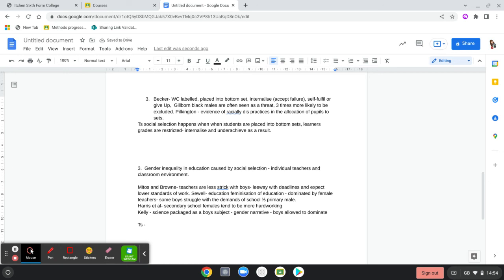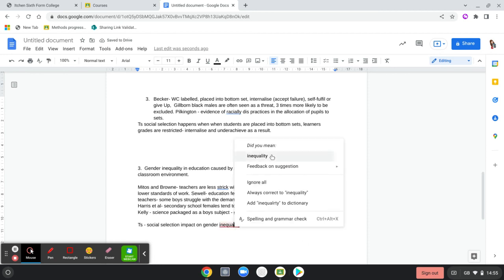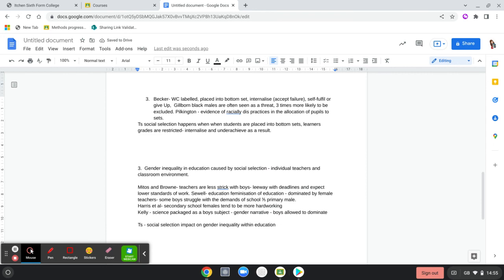So this shows that social selection has an impact on gender inequality within education. It shows that social selection is having an impact upon gender inequality in education, causing an environment that means not all will engage, and having lower standards. Causing an issue with gender in education. So a little bit of both, the gender.